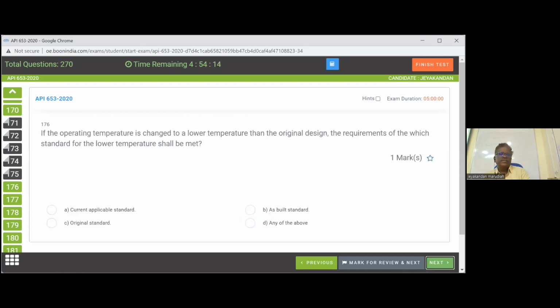Next. If the operating temperature is changed to a lower temperature than the original case, the requirements of which standard apply? The answer will be on the next page. Lower temperature operation. Which standard do you have to follow? We have to follow the current applicable standard. Current applicable standard means the latest revision of the code.